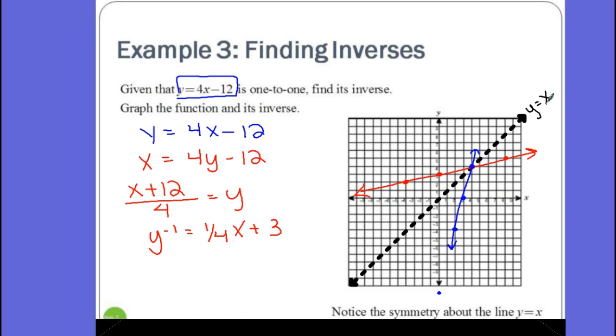So y equals x is the parent function of linear functions. It is also the line that divides all inverses. Any function that is an inverse will be symmetric about that line. So what that means is I could fold this graph in half, and blue and red will lay on top of each other if I folded about the line y equals x. That is true for every inverse function ever. And that was actually like a bonus question I asked you.